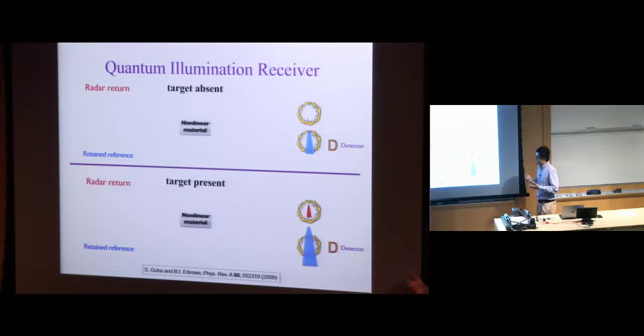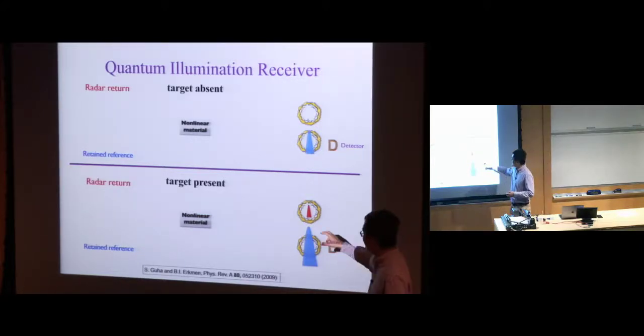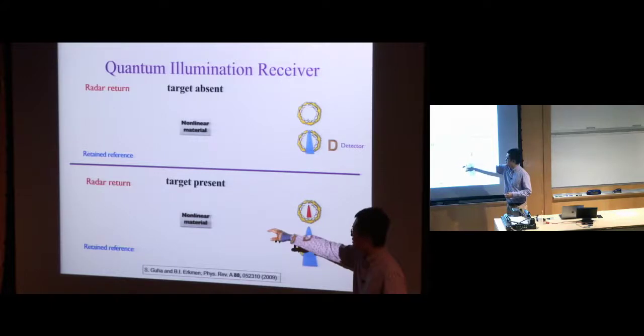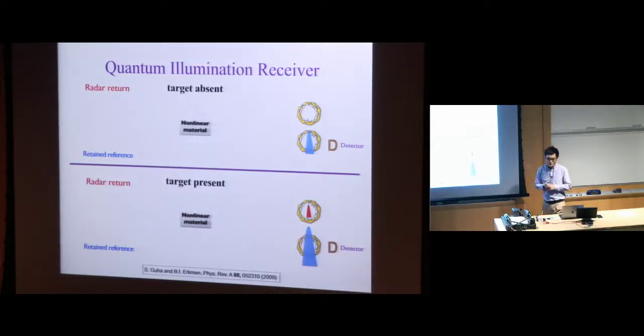So now, just by simply measuring the intensity from your nonlinear process, you would be able to interrogate if the target is absent or present. So it's just a very simple nonlinear process, which would allow you to do this state discrimination.